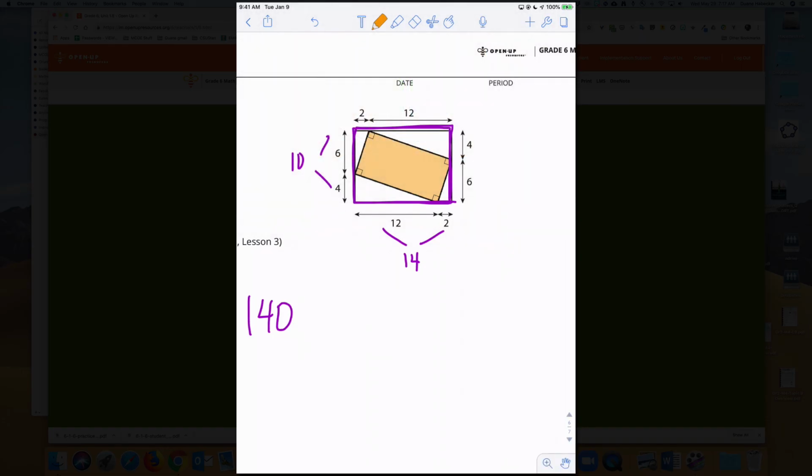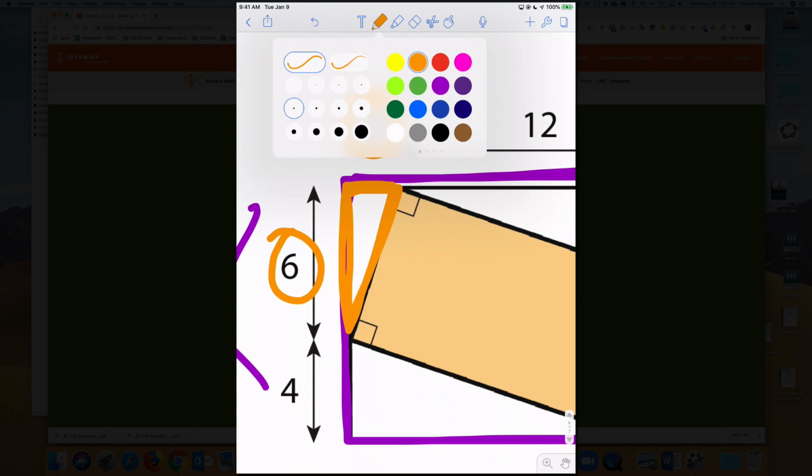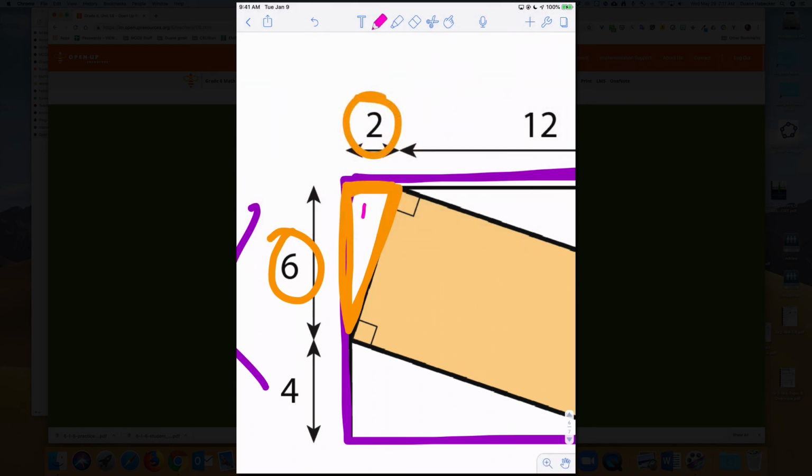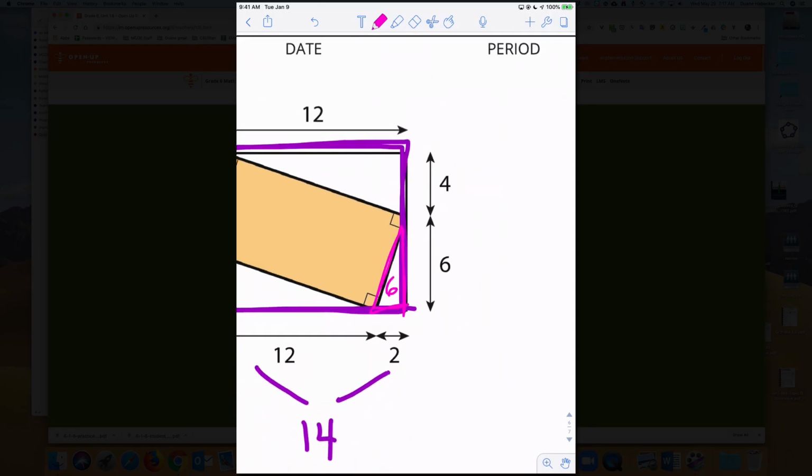take a look at these little triangles. So here's one little triangle right here. So we could see that 2 times 6 is 12, but you've got to divide that by 2. So that gives us an area of 6. So that means this little one is 6. And we can see that this one is the same thing. So it has an area of 6.